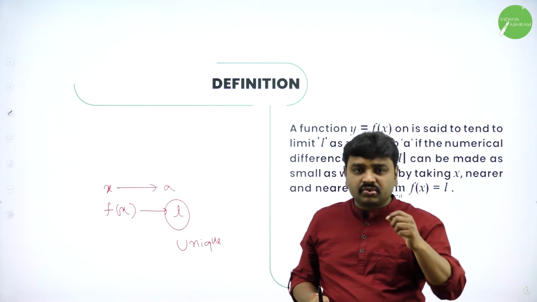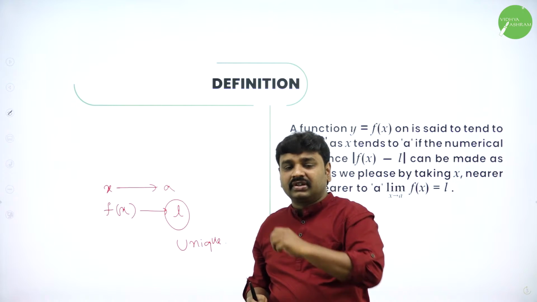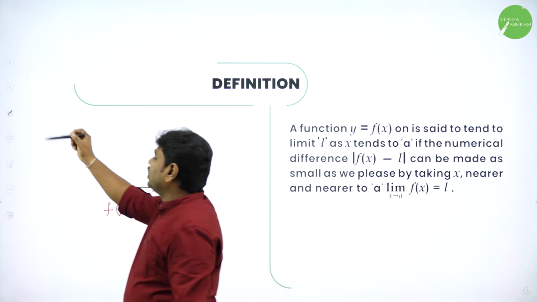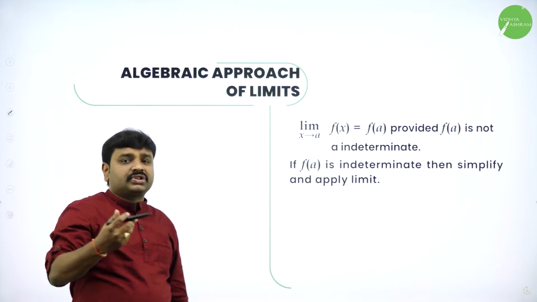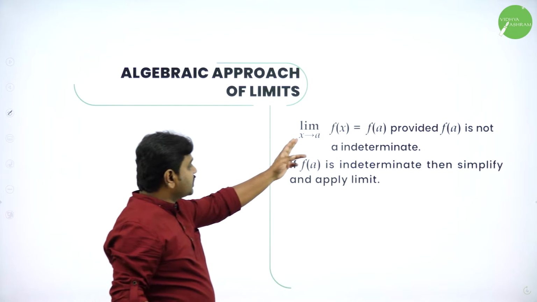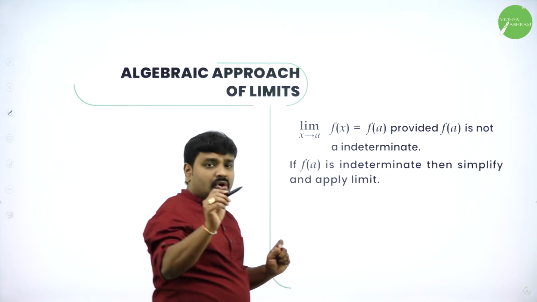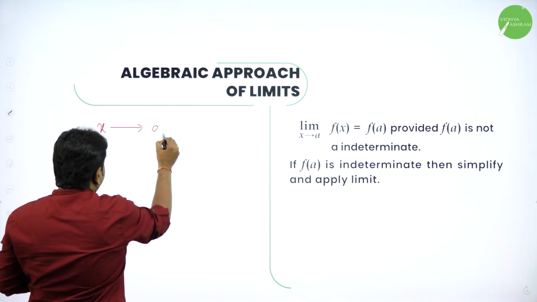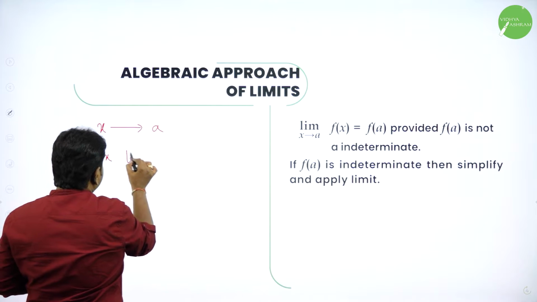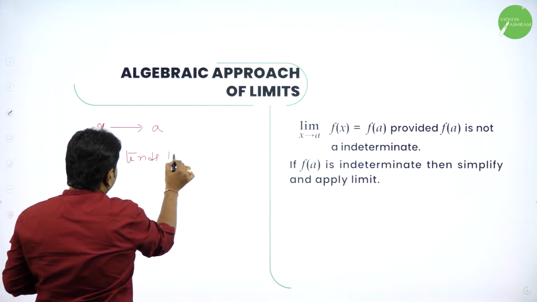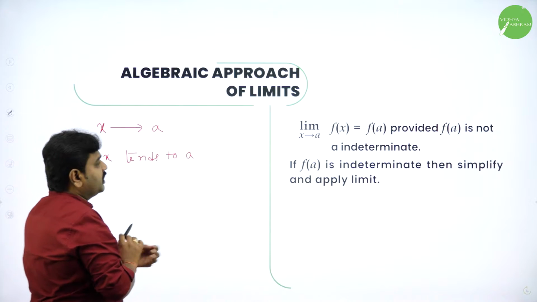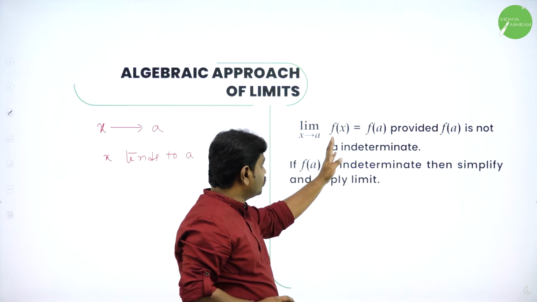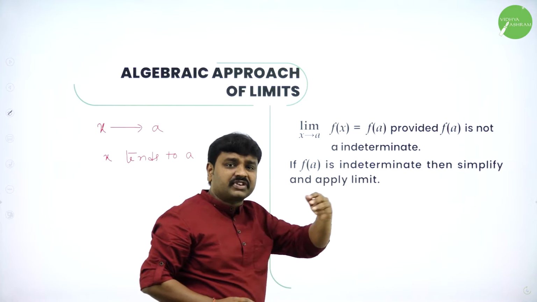So limit x tends to a means when x is going towards a, the functional value should go near a specific value L. Mathematically the approach is simple. Limit x tends to a f of x. First you should know how to read this. We read this as x tends to a. Now limit x tends to a f of x is just f of a. It means in the place of x put a.